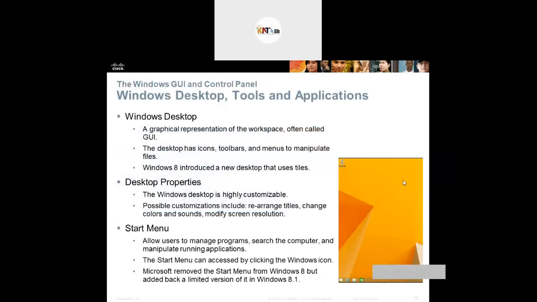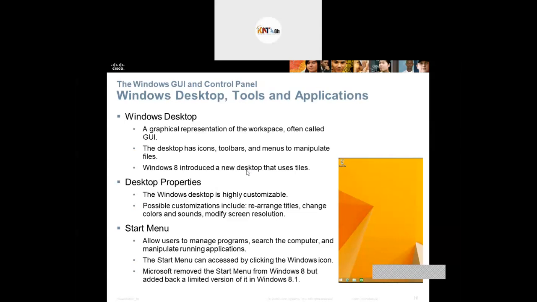Now, the Windows desktop, as you can see at the right side here, is a GUI. It has icons, interactive menus, toolbars, and you can manipulate files. Windows 8 was the operating system that brought the introduction of tiles on a desktop, and newer operating systems like Windows 10 and Windows 20 also have better tiled icons and desktop utilities.